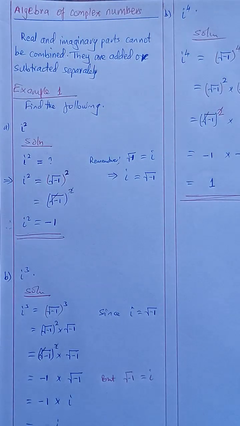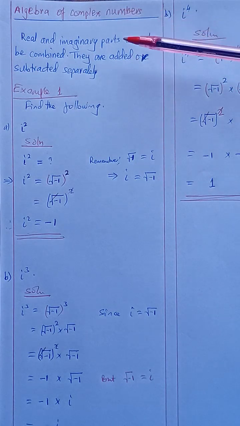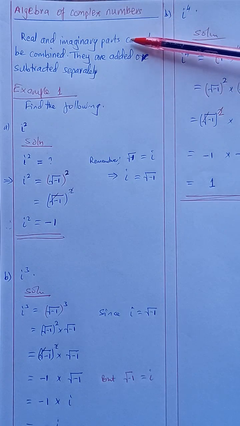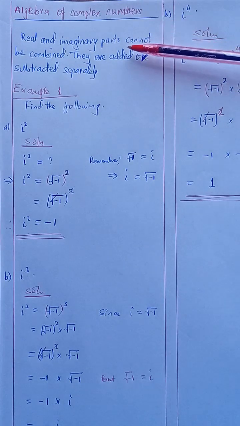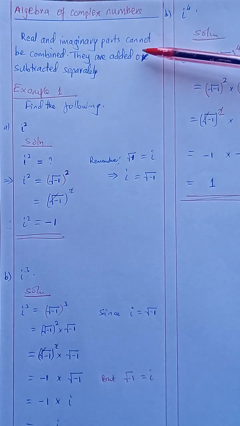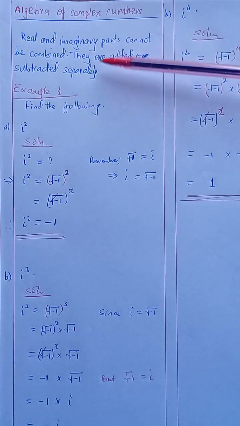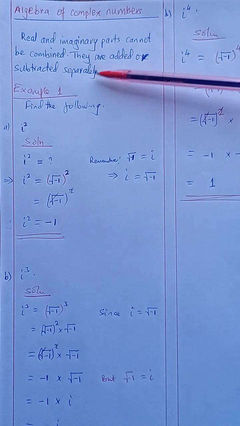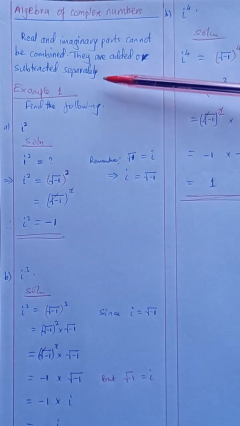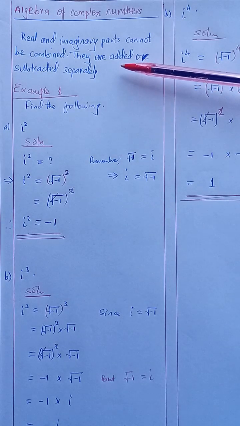Well, let us look at algebra of complex numbers. When we're dealing with complex numbers, where there is i, which is the imaginary number, we add them or subtract them separately. Under algebra of complex numbers, that is why we're saying real and imaginary parts cannot be combined. They are added or subtracted separately. That one will clearly be seen in example 2.